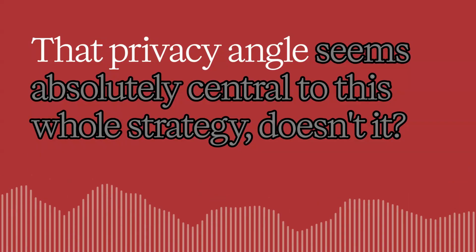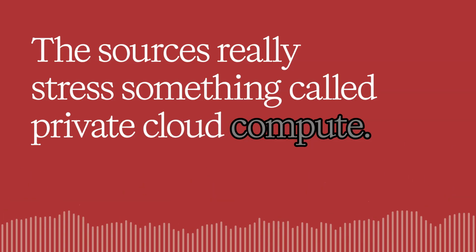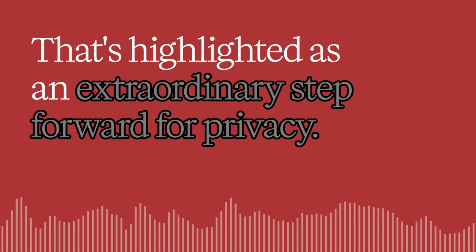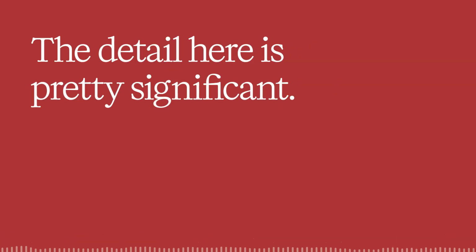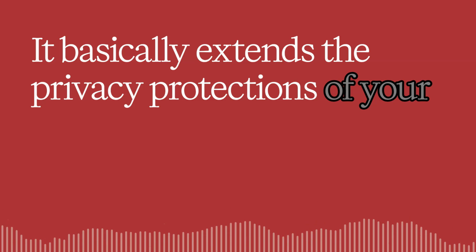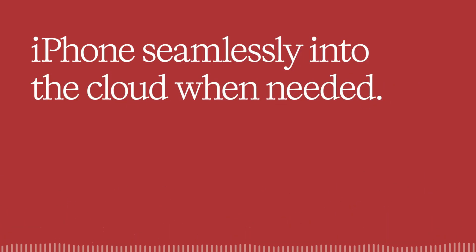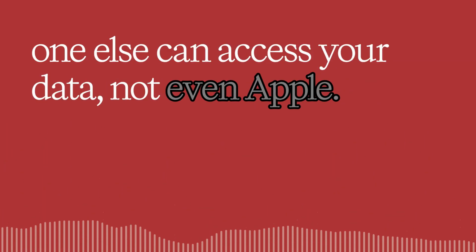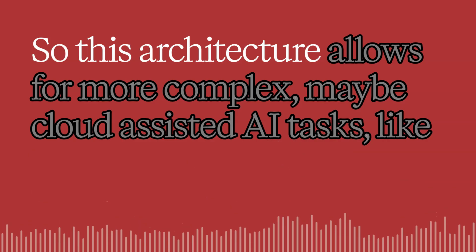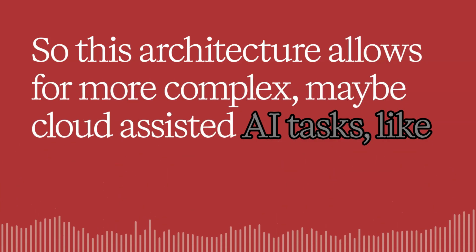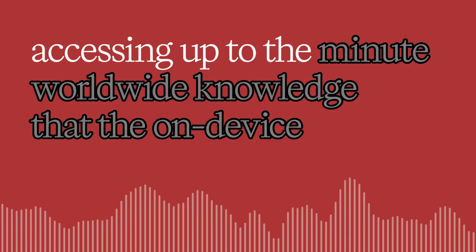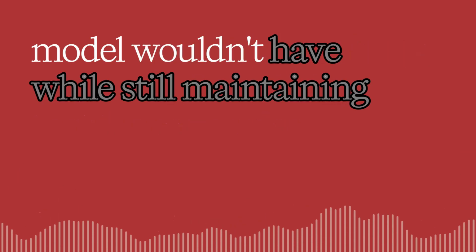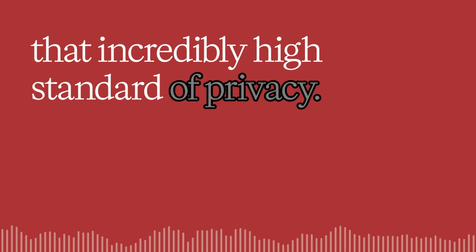That privacy angle seems absolutely central to this whole strategy, doesn't it? The sources really stress something called Private Cloud Compute. Yes, absolutely. That's highlighted as an extraordinary step forward for privacy. It basically extends the privacy protections of your iPhone seamlessly into the cloud when needed. It's designed so that, and this is a direct quote, no one else can access your data, not even Apple. So this architecture allows for more complex, cloud-assisted AI tasks, like accessing up-to-the-minute worldwide knowledge that the on-device model wouldn't have, while still maintaining that incredibly high standard of privacy.